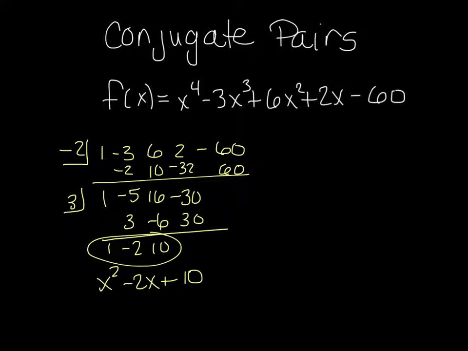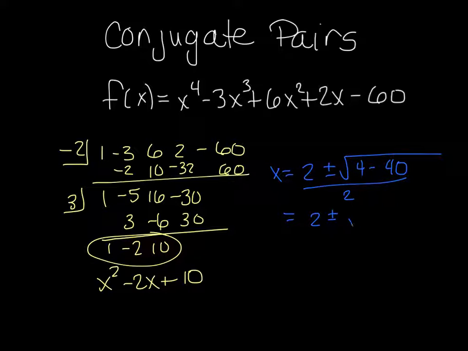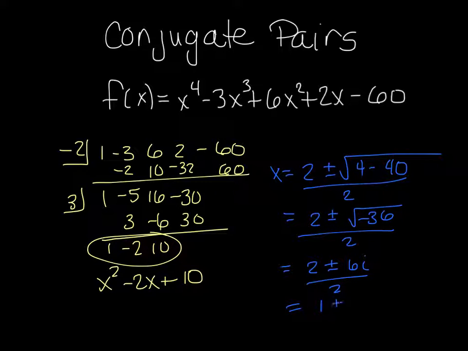So I go with my quadratic formula and I get x equals -b plus or minus the square root of b squared minus 4 times a times c all over 2 times a. So I get 2 plus or minus the square root of -36 over 2. I get 2 plus or minus 6i over 2, and then everything can be divisible by 2. And you'll see I get 1 plus or minus 3i.